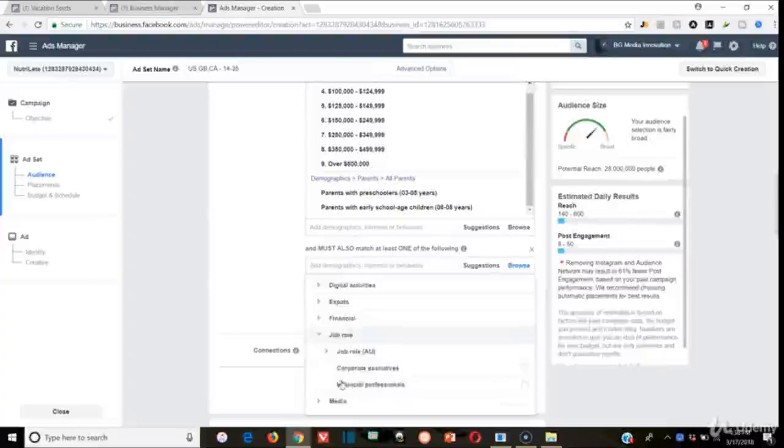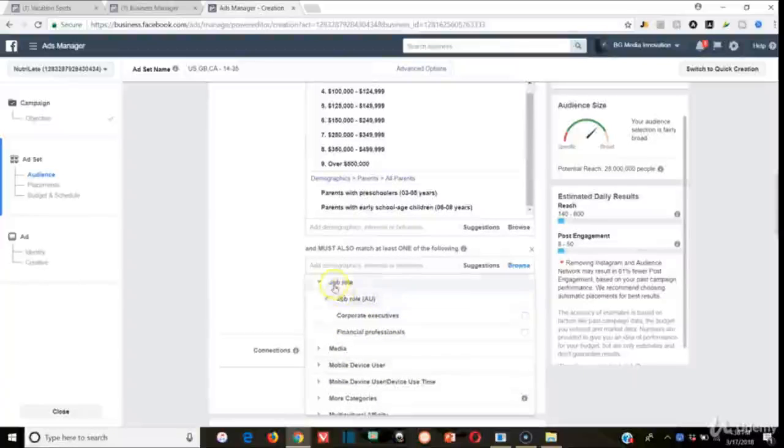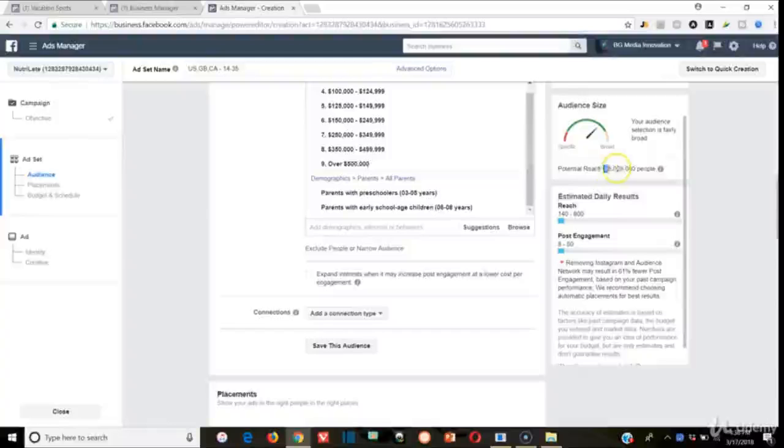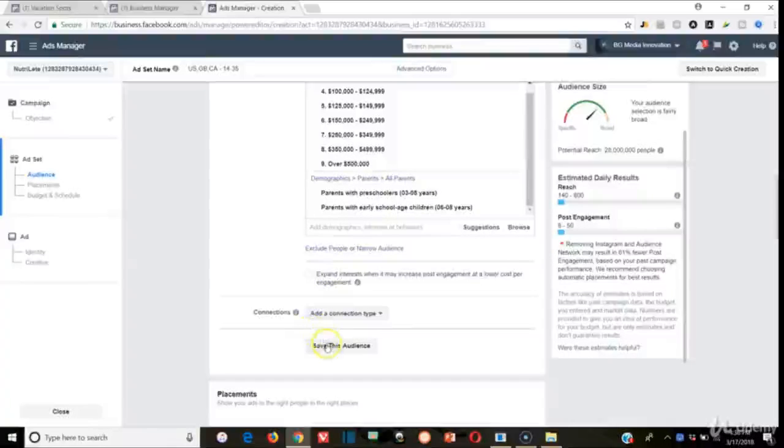Maybe you want nurses, and then you'd go into job role or something like that. It's really hard, like I said, to give you specifics, but just familiarize yourself with these. Try to get anywhere from under 10 million people all the way to, I would stay above 5 to 10,000 people. And then you'll slowly start to hone that demographic down and then simply save your audience.